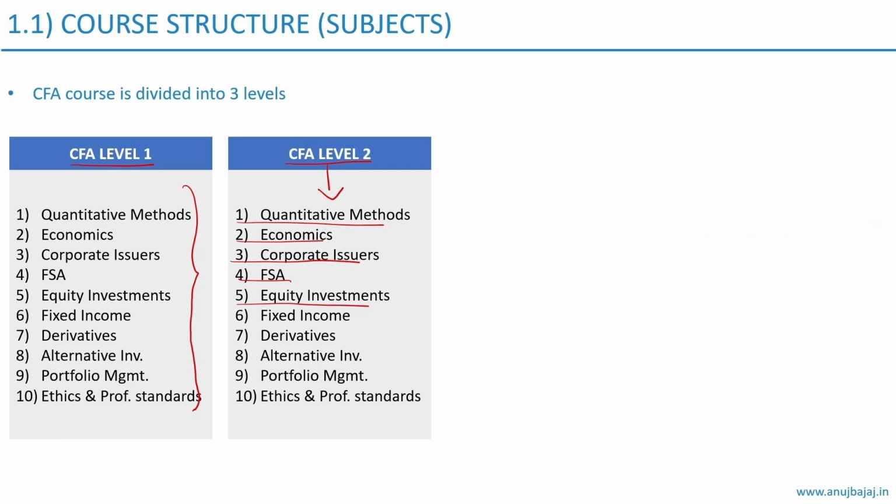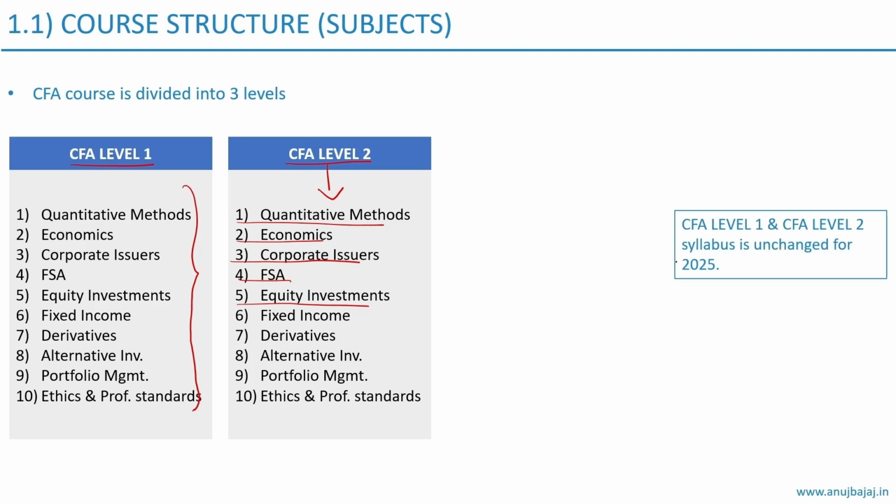And the syllabus of CFA Level 1 and CFA Level 2 remains the same in 2025. The syllabus that we had in 2024 for Level 1 and Level 2 is carried forward in 2025. There is no change in the syllabus at all.